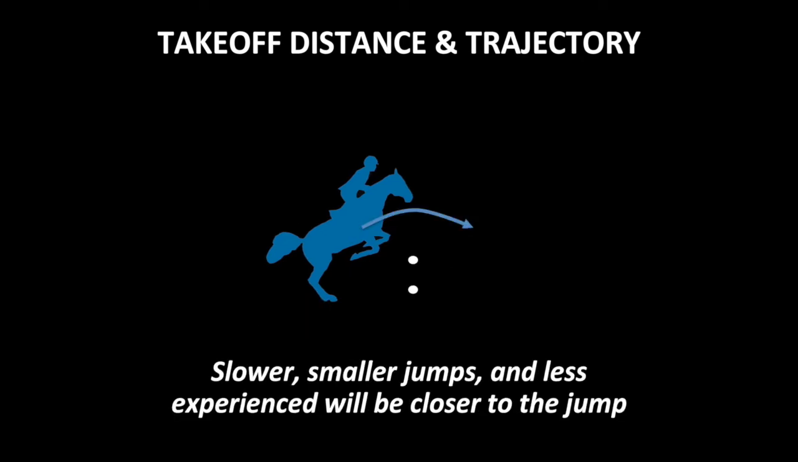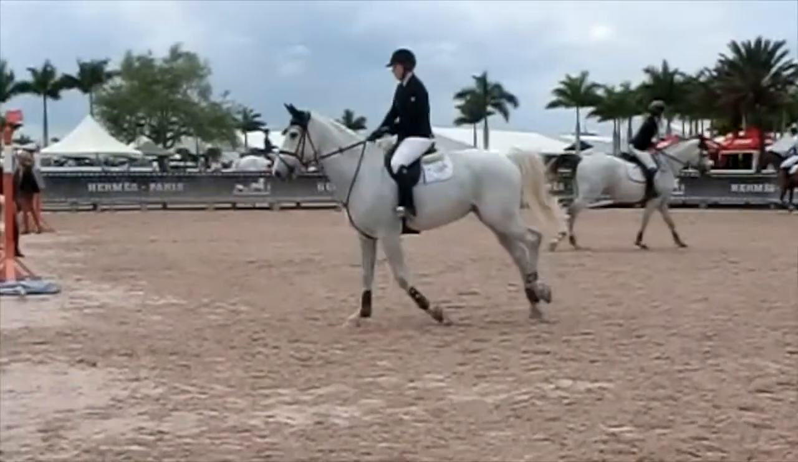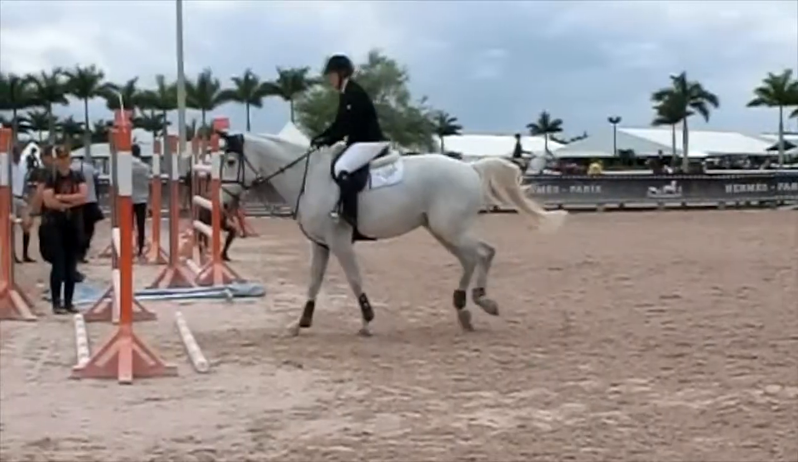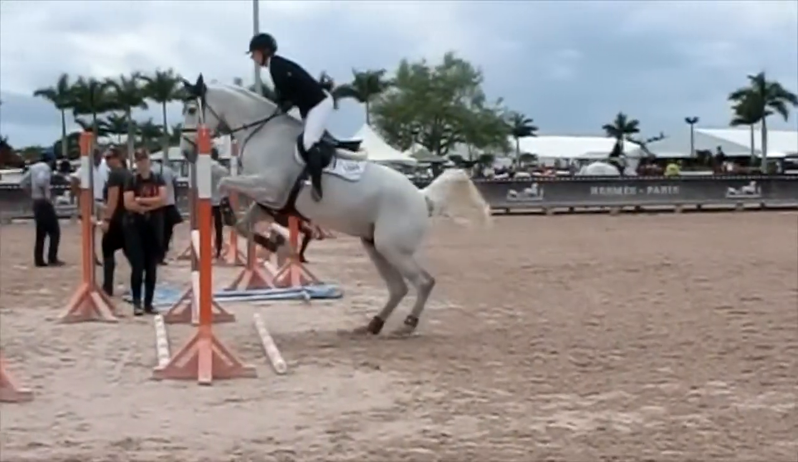Slower speeds and smaller jumps will be associated with takeoff distances that are closer to that jump. Additionally, less experienced horses and riders will tend to take off closer to the jump as well. Another point to consider is that when jumping at slower speeds, the horse's legs do not need to be as quick and tight as the horse has more time to get its body up into the air before it would contact a rail.